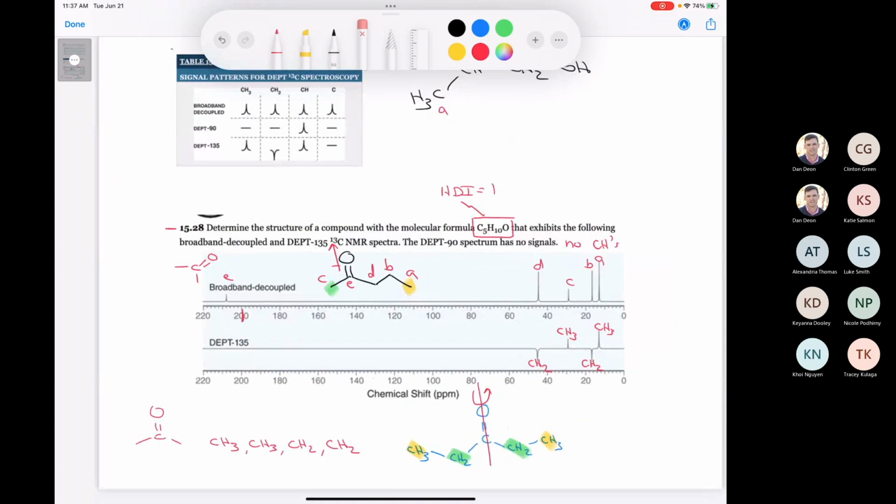That covers the whole section, the whole chapter 15 on NMR. If you go back to the slides, you'll see there's one short slide about MRI. I'll leave that as an FYI thing. I won't be quizzing you on that whatsoever.